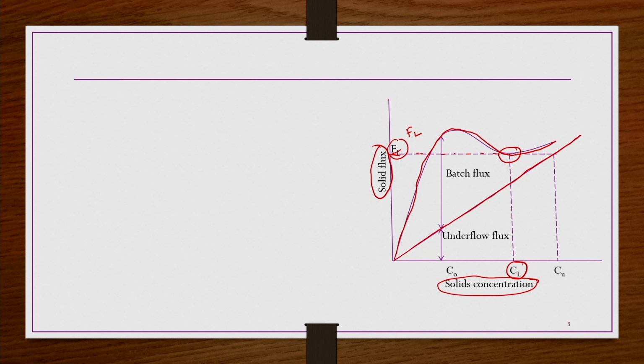If you want to know this, this FL line, if you extend it further in the increasing x direction, it may intersect the underflow flux at this point, right, and the corresponding concentration there is nothing but Cu. So, this is the solid flux versus concentration information that you get here.